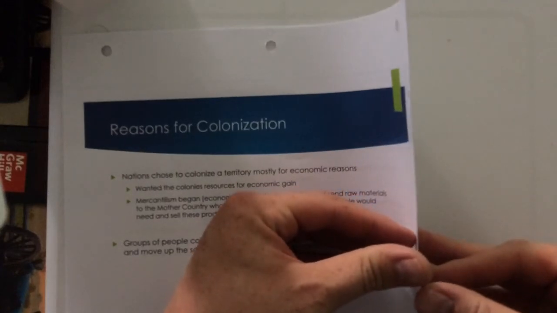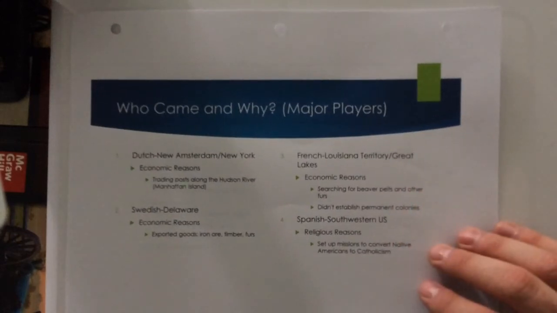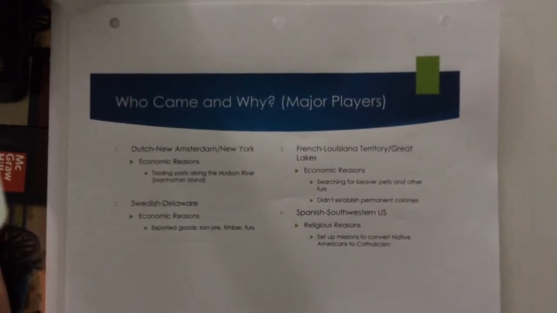And then I believe this is finally, almost finally, the four groups that came, and we're going to look more at these later. Four of the five groups are here. We're going to finish up with the English. The Dutch, New Amsterdam, New York, they came for economic reasons. They wanted to create trading posts along the Hudson River, Manhattan Island especially. And so they wanted to try to find ways to make money. And so they found trade with the Native Americans, and it worked out pretty well. The Swedish came to present-day Delaware for the same thing. They were able to find iron ore, timber, and furs to be able to sell back in Europe.